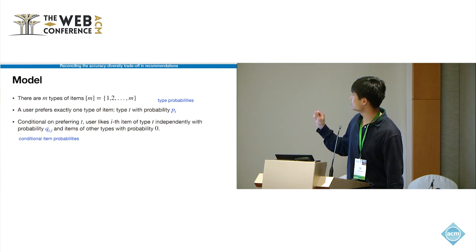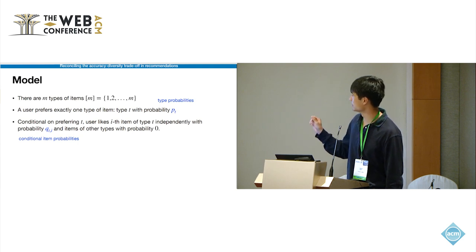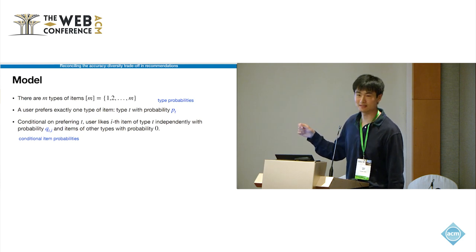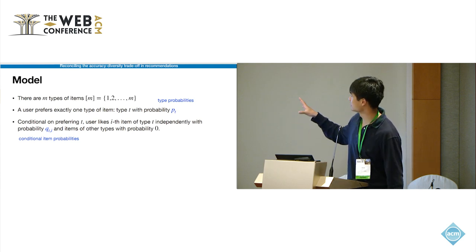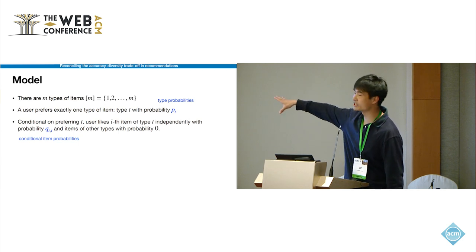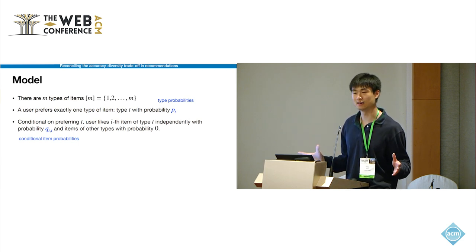So then, conditional on the user preferring a type, type T, we say that a user likes the ith item of type T independently with probability QTI, and that the user then never likes items of the other types. So if I'm in the mood for action that day, I don't want to watch any comedy movies. We'll call QTI, the probability that, conditional on being in the mood for type T, the user likes the ith item of type T, the conditional item probabilities. And PT and QTI in our basic model basically parameterize our entire model setup.